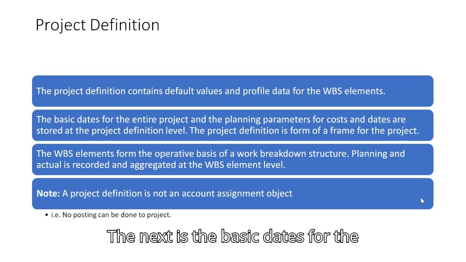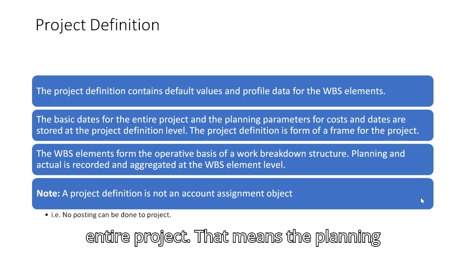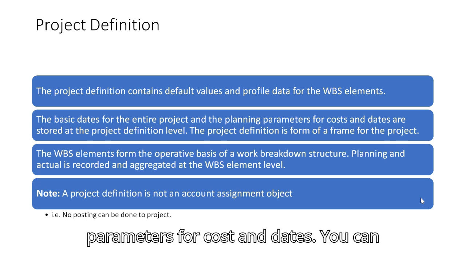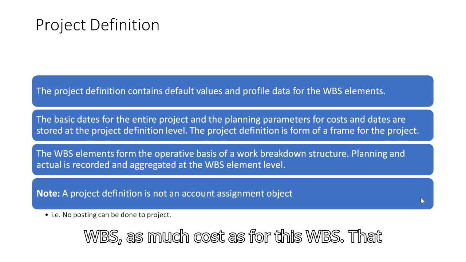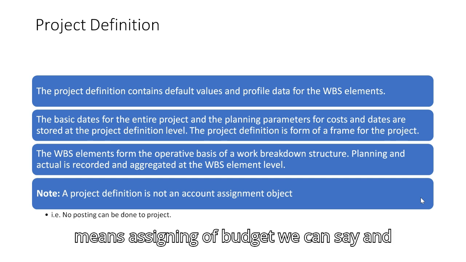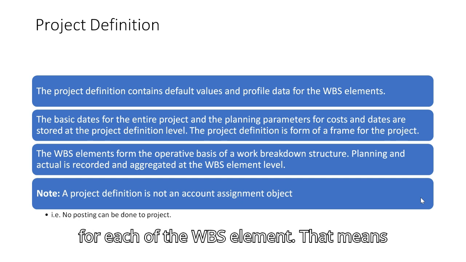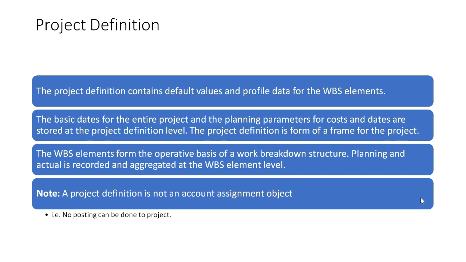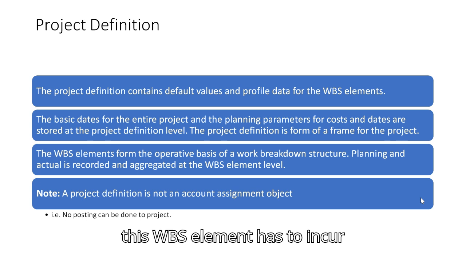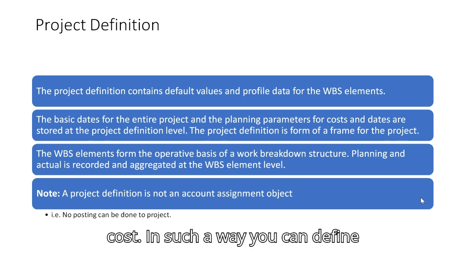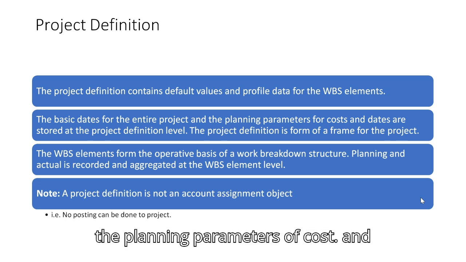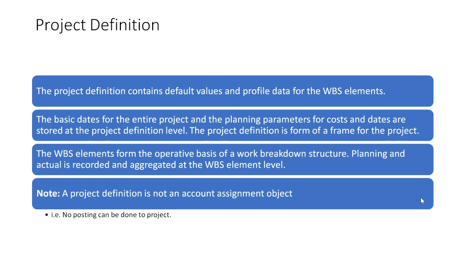The next is the basic dates for the entire project. That means the planning parameters for cost and dates. You can plan this much cost for this WBS, and that much cost for that WBS, which means assigning a budget, we can say. Also you can give the start and end dates for each WBS element. That means this WBS element has to incur this much cost during this period. In such a way you can define the planning parameters of cost and dates in the project.